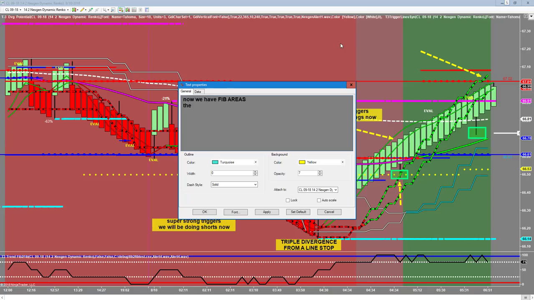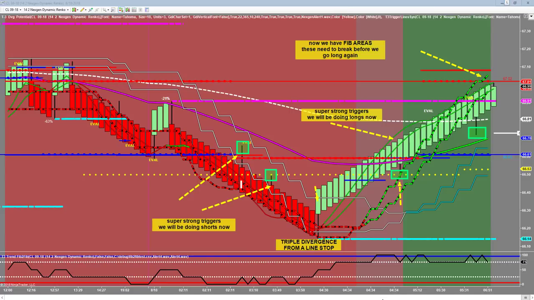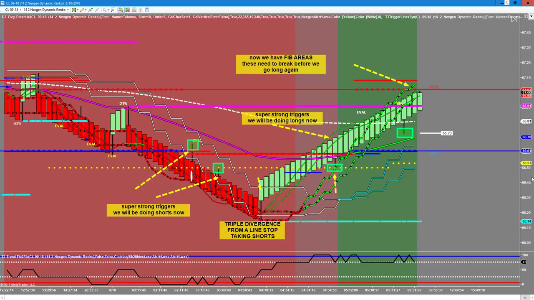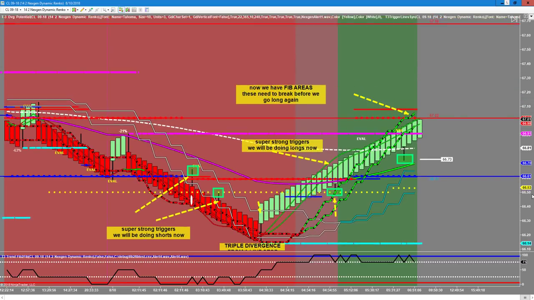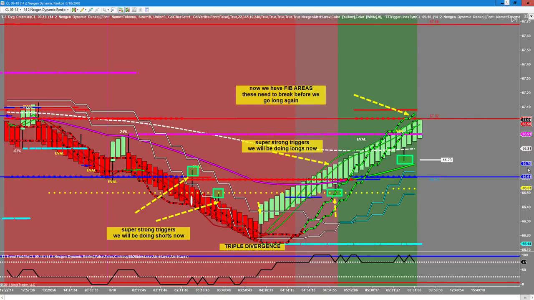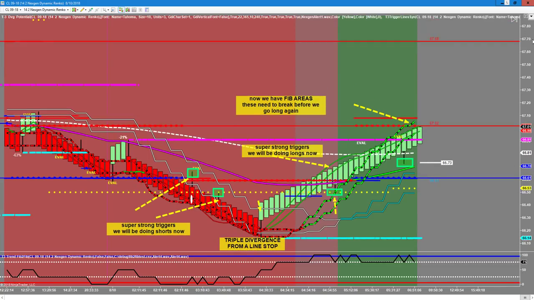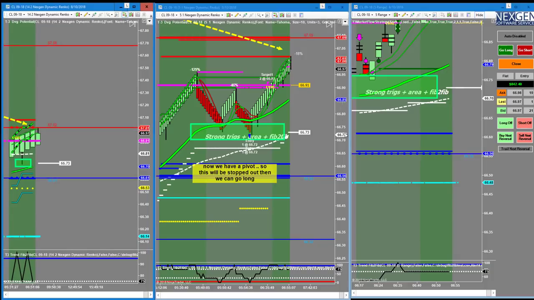Right? Either the fibs resistance, the red lines are going to hold, which is very simple. If the triggers roll back down, we'll start thinking about shorts, or the fibs have to break to the upside. Now, we haven't reached the last fib yet, which is about 67.10 or a little bit higher. So, again, we'll go to the small charts and we'll evaluate what's happening.